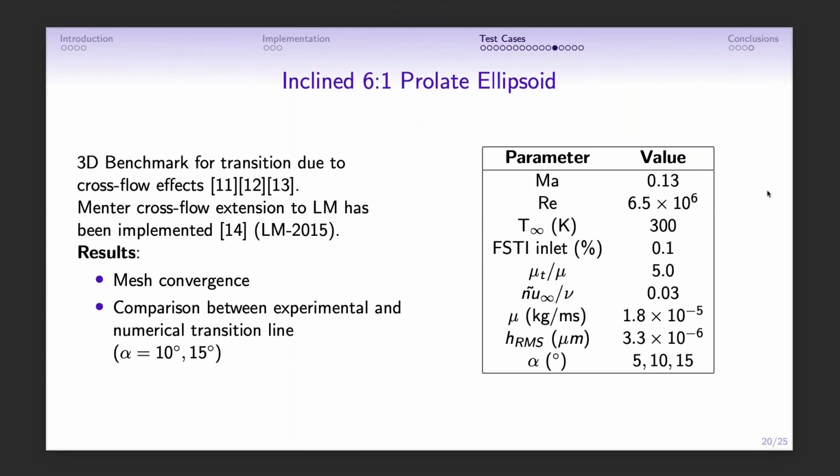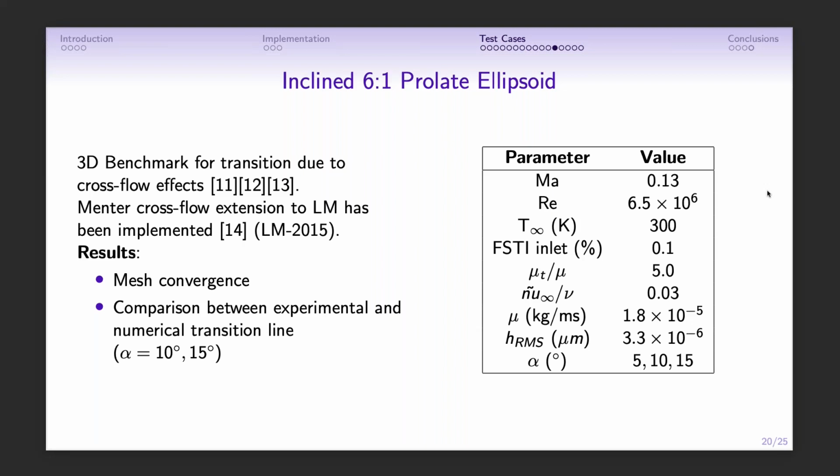So the last test case is the 3D one, where we have cross-flow instabilities, since it is a 3D test case with a shape that allows for this kind of phenomena. It is a prolate spheroid or ellipsoid, and for this test case, the model has been augmented with the corrections for the cross-flow instabilities, and from here on it will be called LM 2015.